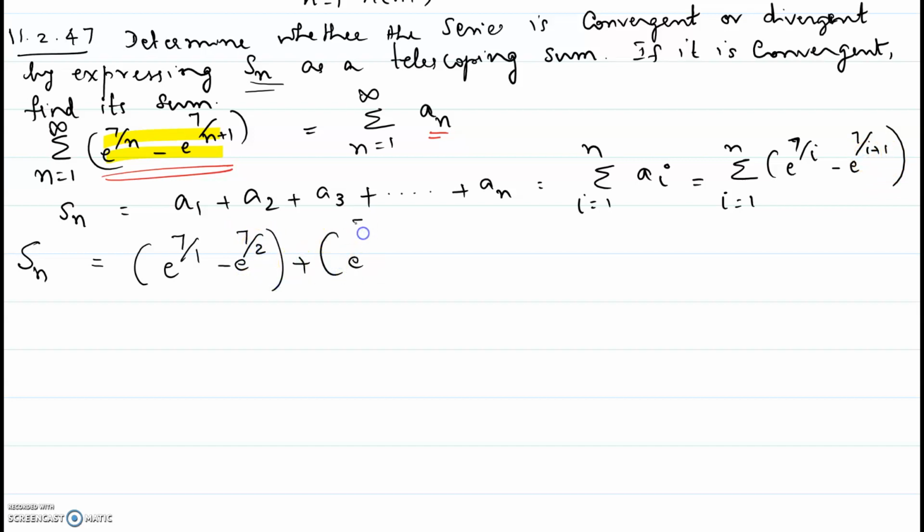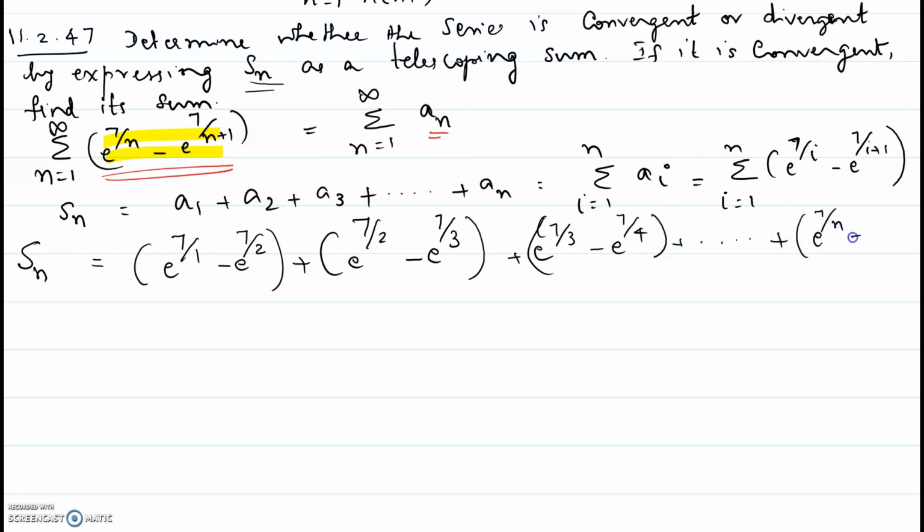Then now we will plug in i equal to 2. So it is e to the 7 over 2, then minus e to the 7 over i plus 1, so it is 2 plus 1, 3. Then we'll plug in i equal to 3. So e to the 7 over 3 minus e to the 7 over 4. So it goes like that, and then up to the nth term, e to the 7 over n minus e to the 7 over n plus 1. That will be our nth term.